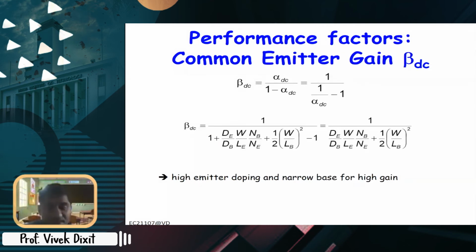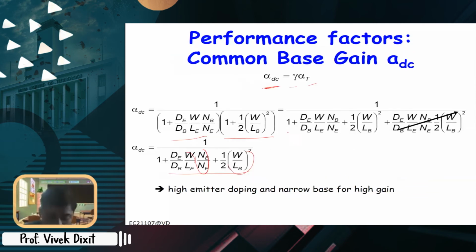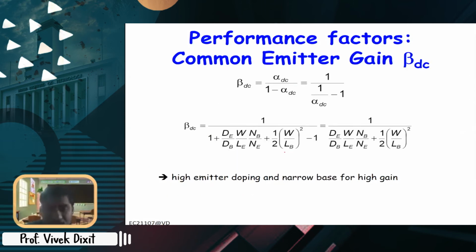You can also analyze beta in terms of the same expression. Now this is the analysis for width, a smaller or narrow base width. If you look here, alpha is basically this thing. Now if you calculate beta, it is 1 by the denominator of alpha minus 1, so you will only have this term here. So of course beta and alpha are related. Again, the base doping should be small for maximizing the beta, and the W by LV should be small.